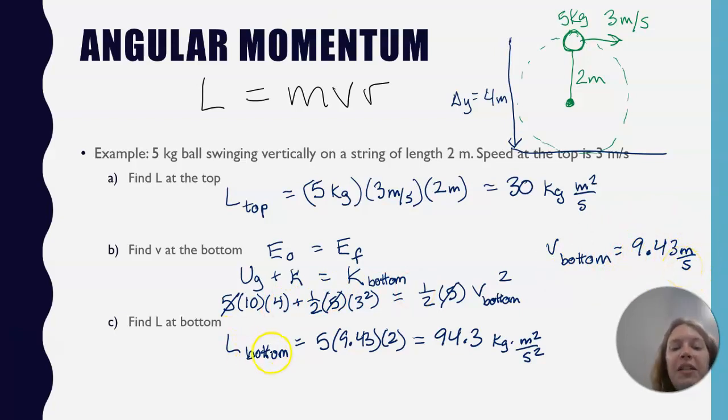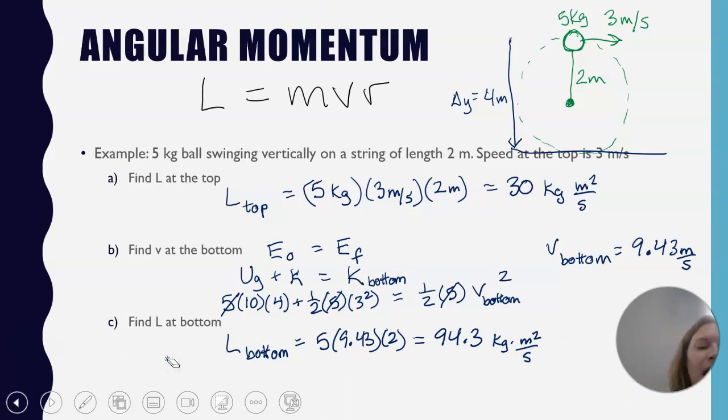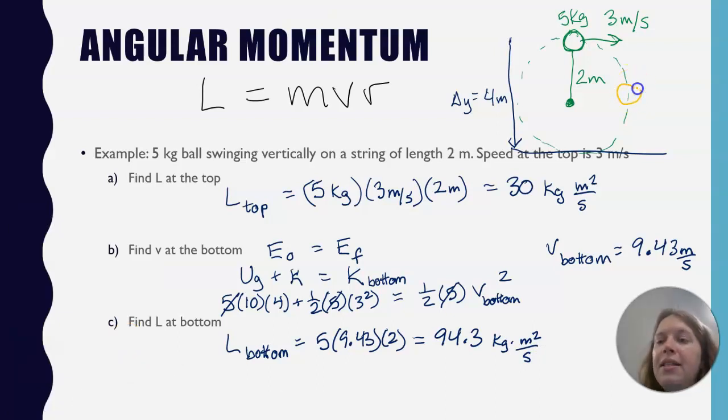So if we find the angular momentum at the bottom, it would be the mass times that speed we just calculated times the radius. So that's 94.3 kilograms times meters squared per second. And that means that a net torque was applied to this system. So let's think about, as it's going down, what forces act on this mass. So we've got the force of gravity that acts from the center of mass, and then we have the tension that acts along the radial line.